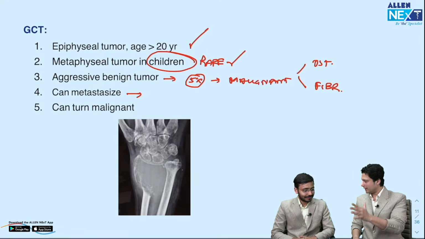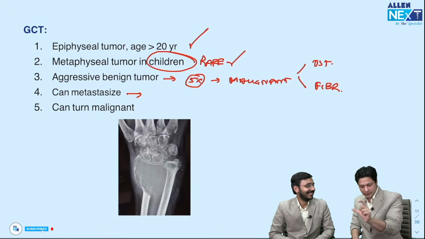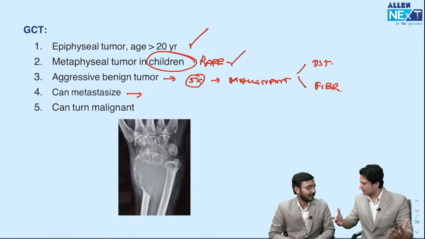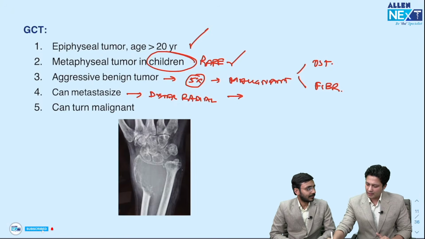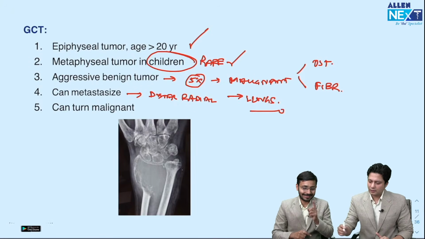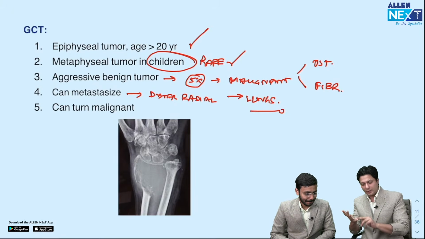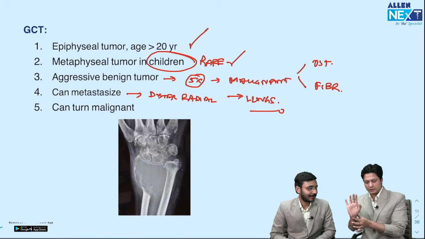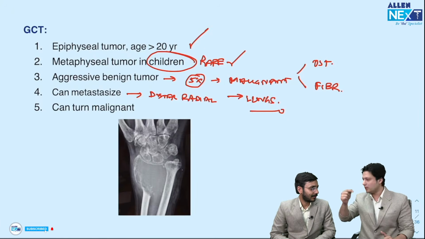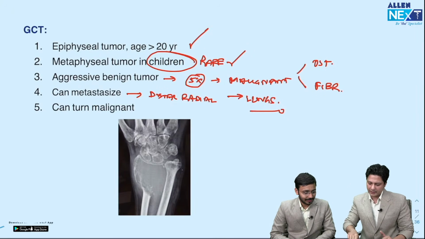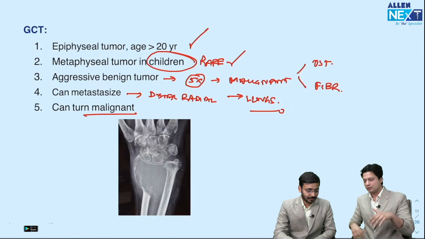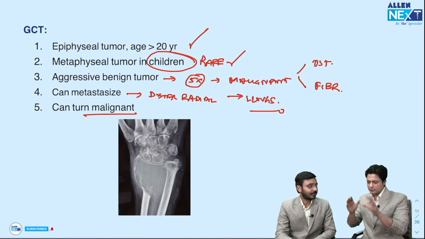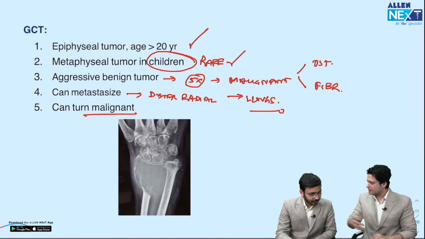A benign tumor which can metastasize, but with specificities: not all GCTs can metastasize. Only a distal radial one will metastasize. And the most common site receiving this metastasis is the lungs. This was also asked to me in my exam. So GCT as a benign tumor can metastasize, but it has to be a distal radial GCT, and it can metastasize to the lungs. Lungs are the most common recipients, and yes, as we have already discussed, it can turn malignant. 5% is the possibility that GCT can turn into a malignancy. So these are the things. Now, sir, over to you: how to identify a GCT and how to distinguish it.